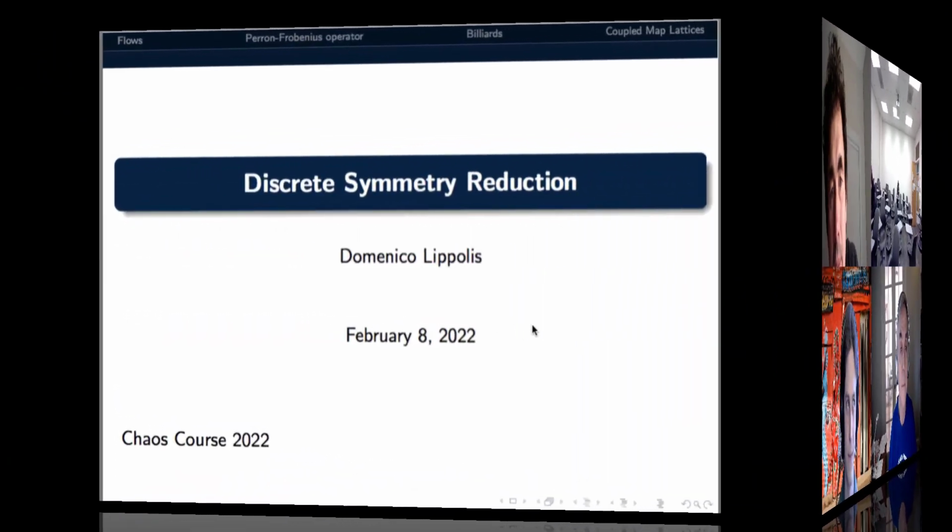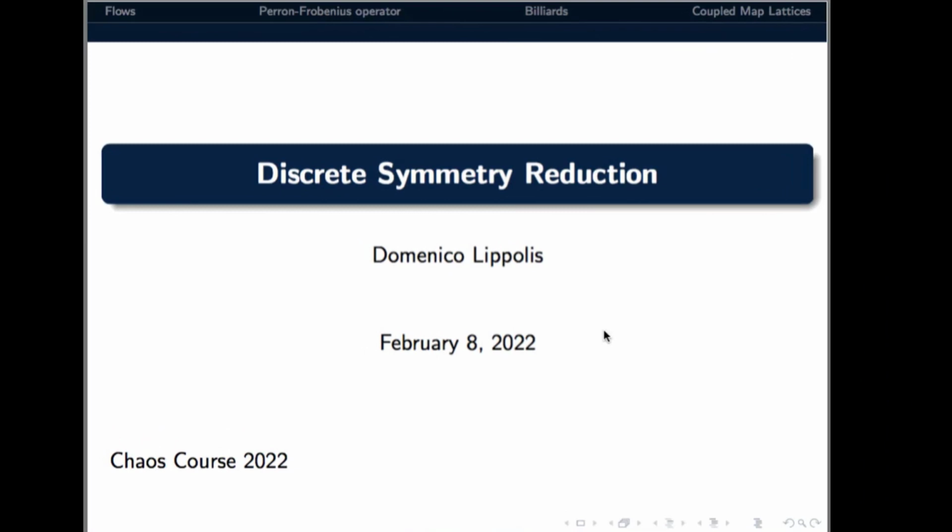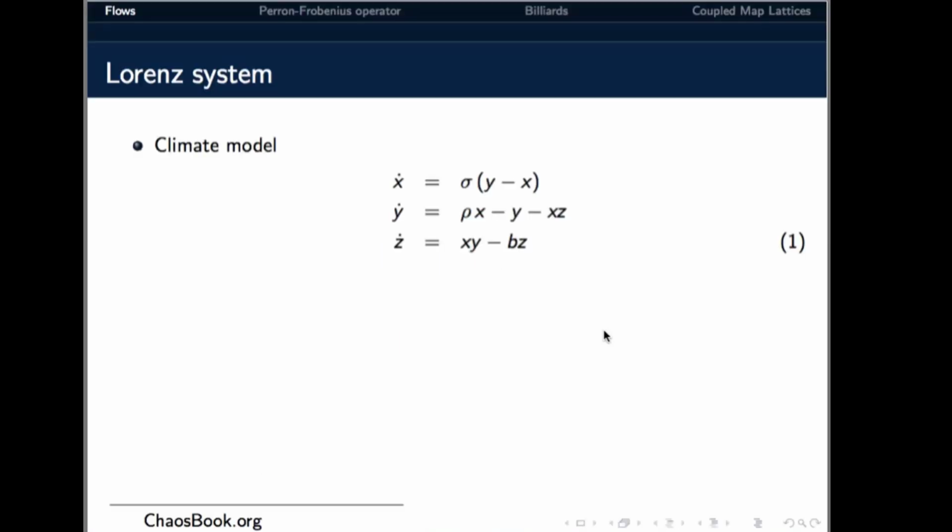So today, I wanted to present a few case studies, a few examples of discrete symmetry reduction in dynamical systems. These are all examples of discrete symmetry reductions. First, I'll talk about some flows. The first one is the Lorenz system.